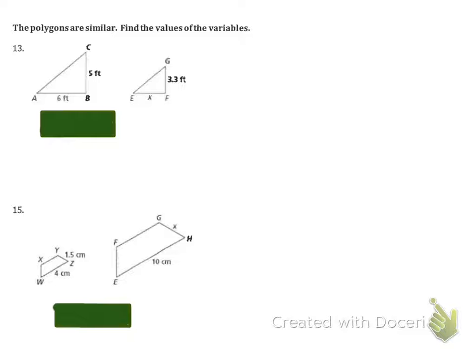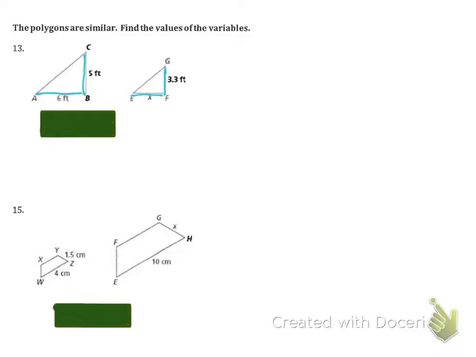All right, 13. Polygons are similar. Find the values of the variables. It tells us they're similar, so that's great. That means this side is going to be equal to this side, and this side is going to be proportional to this side.